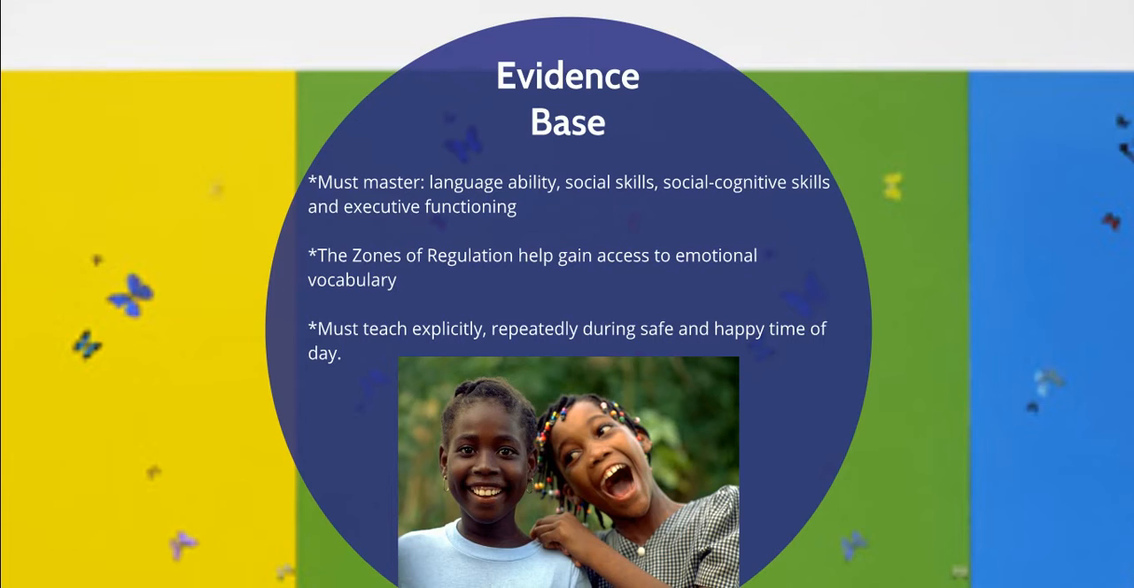Teaching students about the zones of regulation helps them gain access to emotional vocabulary. It also helps them learn appropriate reactions to certain emotions and how to read and interpret those reactions in other people. The requirements of successful social communication are complex. Children must be aware of their own intentions and perspectives as well as those of their peers. In order to help students access the language necessary to communicate their wants and needs, it's important to teach the vocabulary explicitly and repeatedly.